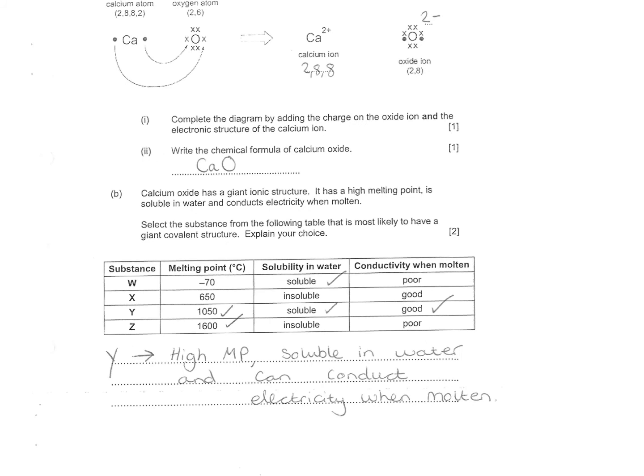Okay. The next one then says calcium oxide is a giant ionic structure, has a high melting point. So I went and ticked the ones that had high melting points. Then soluble in water. So I ticked the ones that were soluble in water. Conducts electricity when molten. Okay. So you can see here that Y is the only one with 3 ticks. So that's why I decided it was that one.